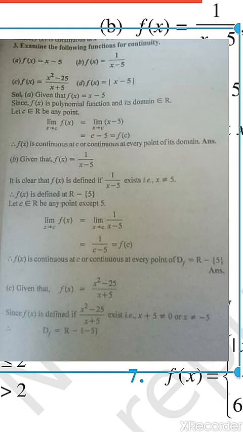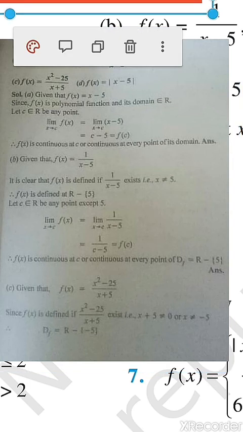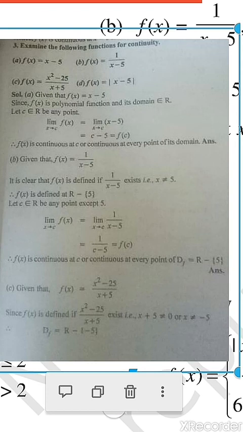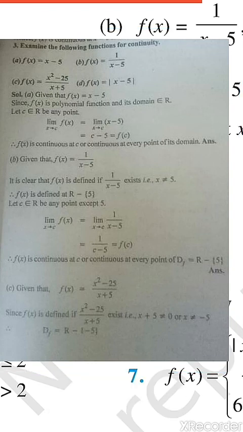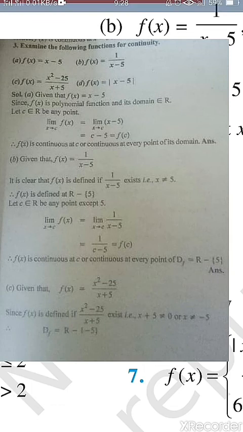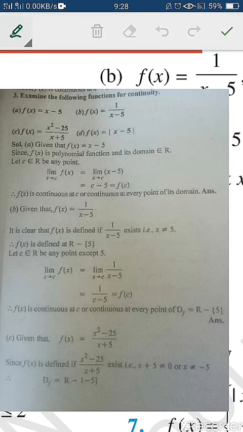As you can see in question number 3, examine the following functions for continuity. In this case, no point is given where you have to find whether the function is continuous or not. So what you are going to do is find the domain of each and every function. For example, part a: the function is x minus 5. It is a polynomial function, and this polynomial function has domain R, that is real numbers, because it can exist at any real number.